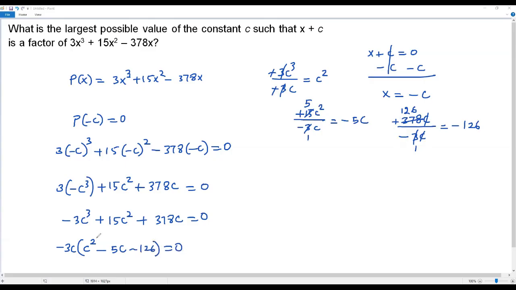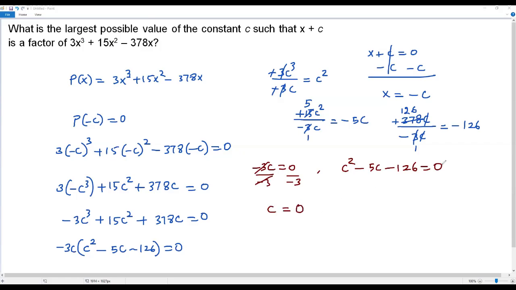Now I have factored the expression. The product of these two quantities, −3c and the quadratic expression, equals 0. Whenever the product of two quantities equals 0, either the first quantity equals 0 or the second quantity equals 0. Equating the first quantity to 0 and dividing both sides by −3, I get c = 0, since 0 divided by any non-zero number is still 0. Now I equate the second quantity, c² − 5c − 126 = 0.